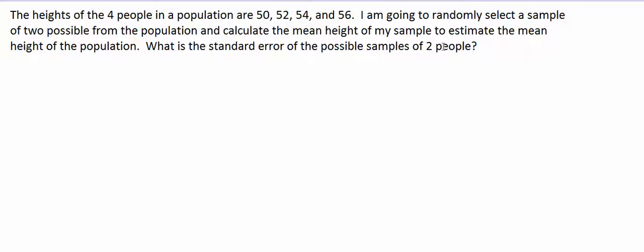I'll explain what this question is asking. If I randomly select a sample of 2 people from this population, there are 6 possible samples that could be chosen. In other words, there's 6 possible combinations of 2 people that could be selected. I'm only going to get one of those as my actual sample. Each of those 6 possible samples of 2 people has its own sample mean. The standard error would just be the standard deviation of all 6 of those sample means.